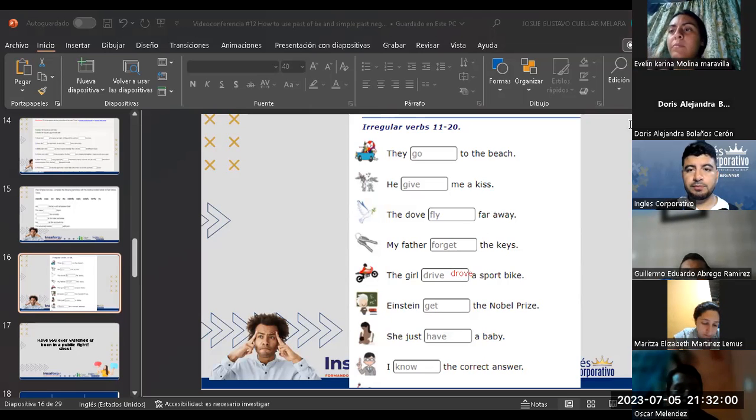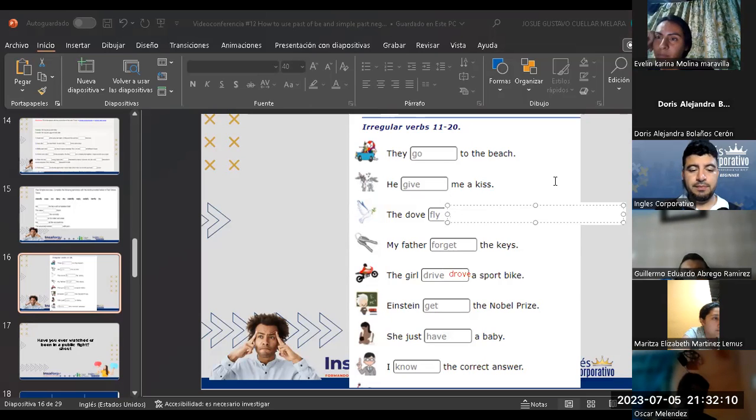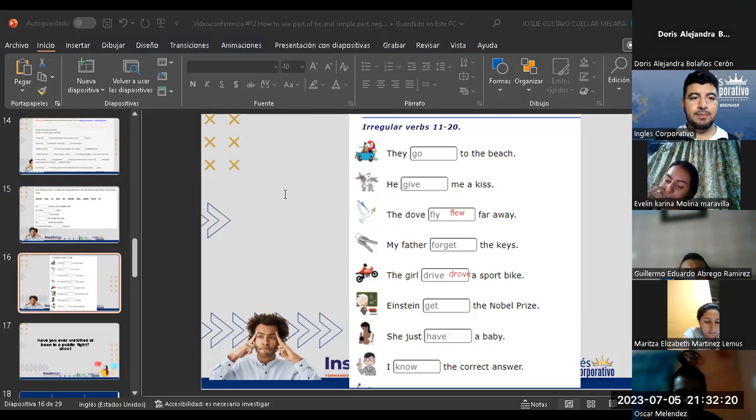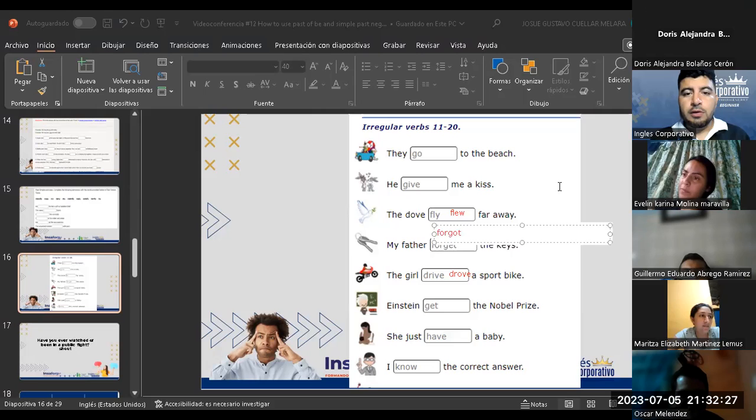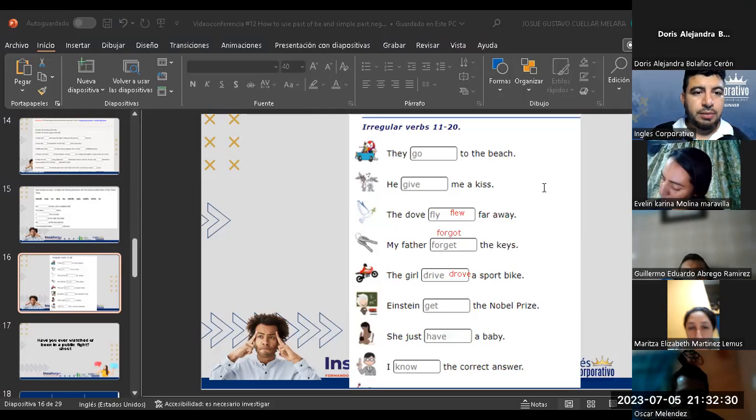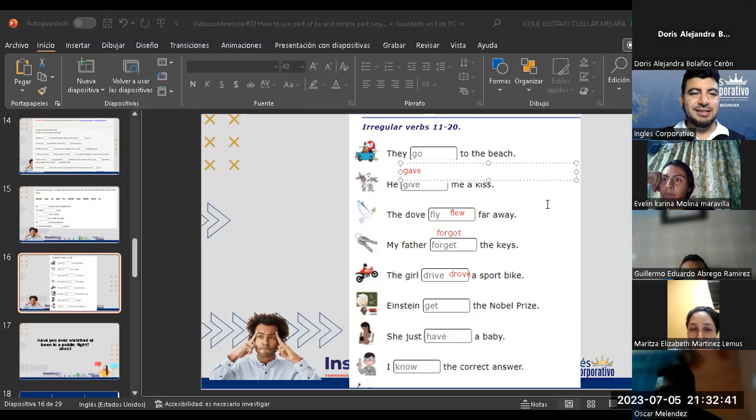Okay, Evelyn? Number 3, the dove flee away, far away. Okay, the dove. Sería flew. Flew far away, sí. Thank you. Alejandra, and then we go with Maritza. My father forgot the keys. Forgot the keys. Okay, thank you. We go with Maritza and Oscar. Number 2. He gave me a kiss. Thank you. Oscar and Guillermo. Einstein got the Nobel Prize. Yes.